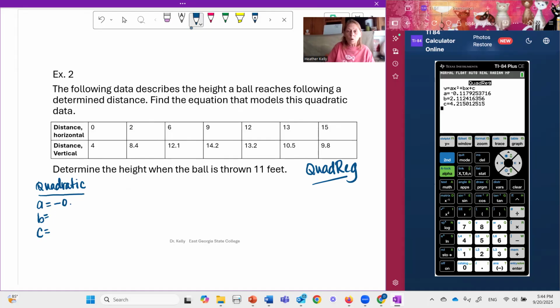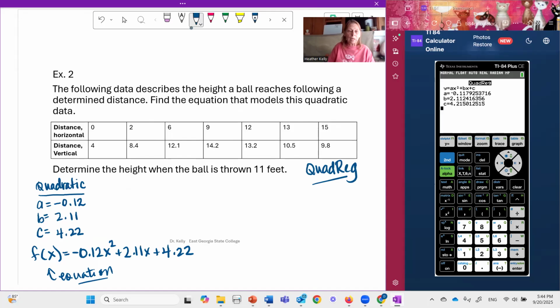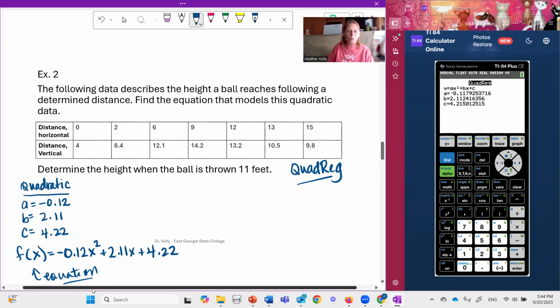This is negative 0.12, 2 decimal places, 2.11, and 4.22. So our equation here is f of x is equal to negative 0.12x squared plus 2.11x plus 4.22. This is the equation. The answer is not the equation. I need the equation and I need the answer, okay?